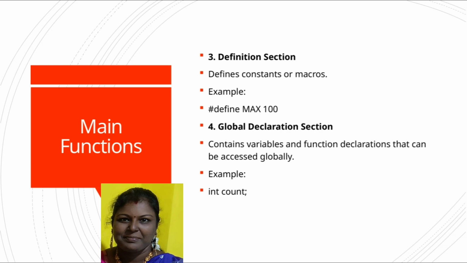Then, we have the global declaration section. This part holds variables and function declarations that are accessible throughout the entire program, like an integer count. These sections set the stage for how our main functions will operate.